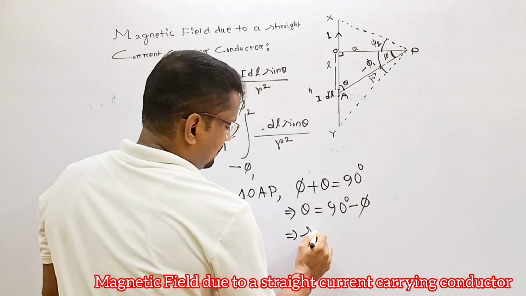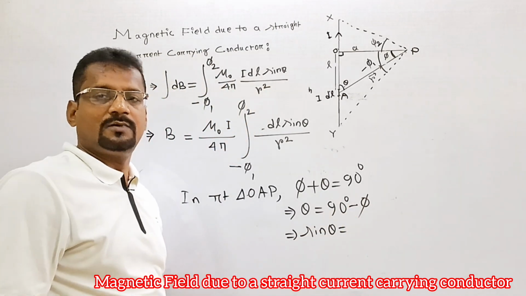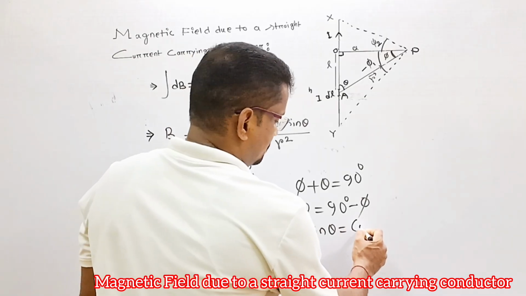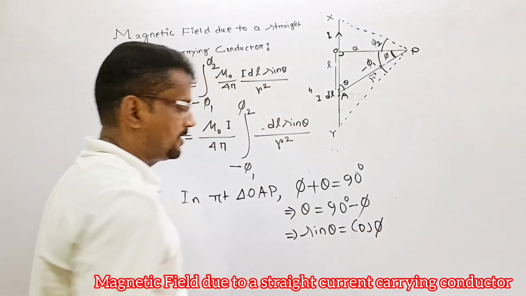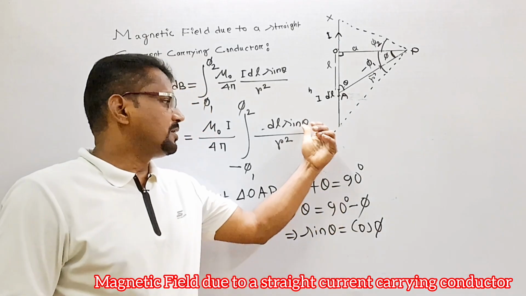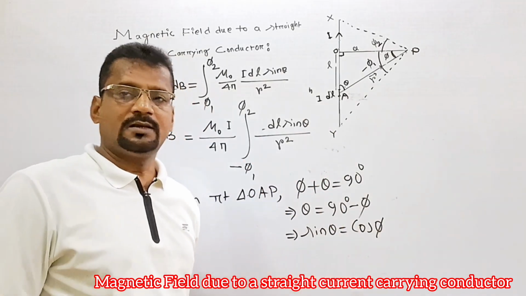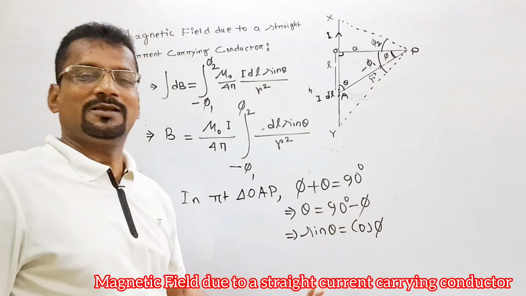Then sin theta will be what? Sin theta is definitely sin of 90 minus phi, that will be your cos phi. So sin theta in terms of phi is cos phi.